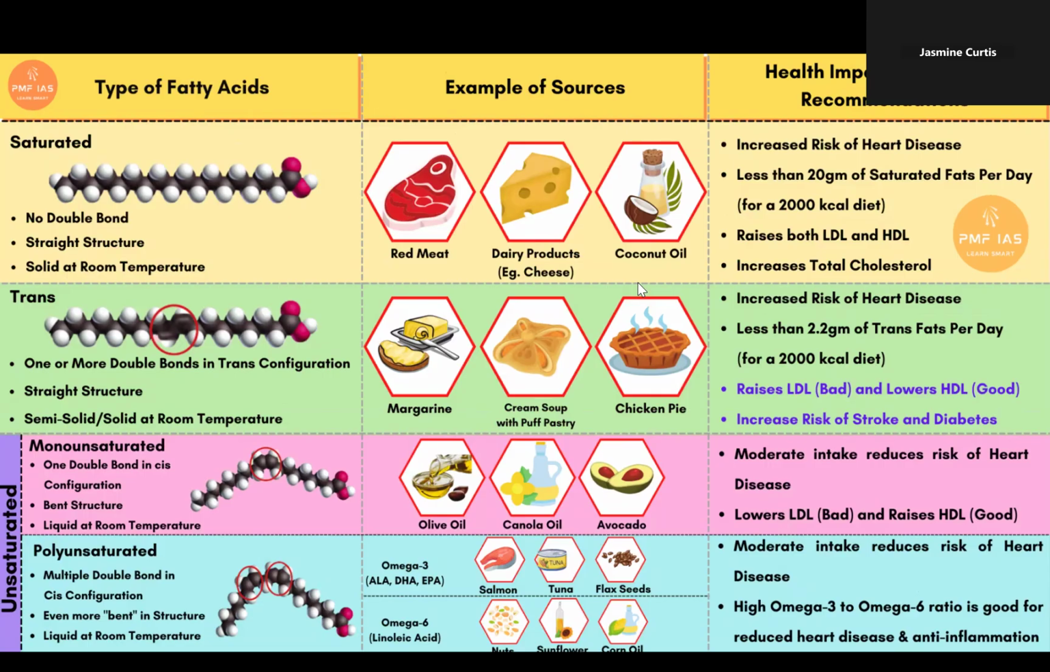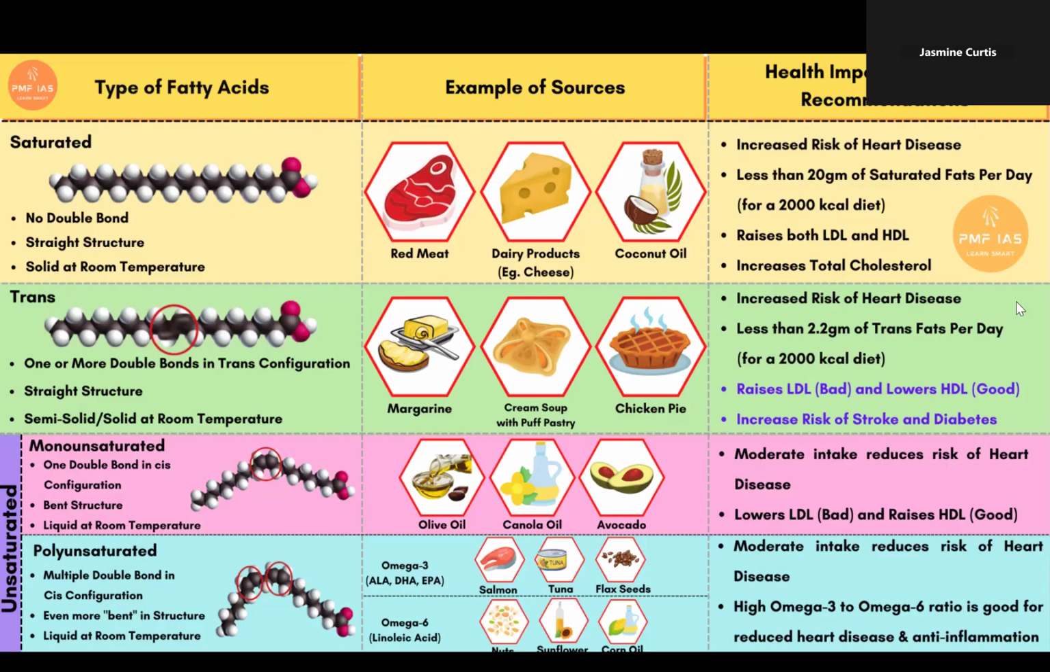And then unsaturated fats, these fats are liquid at room temperature. So the difference between saturated and unsaturated, and even trans and unsaturated, is that saturated and trans fats are solid to semi-solid at room temperature, and then unsaturated is going to be completely liquid at room temperature. And good examples of unsaturated fats are omega-3s, omega-6, some olive oils, canola oil, avocados.